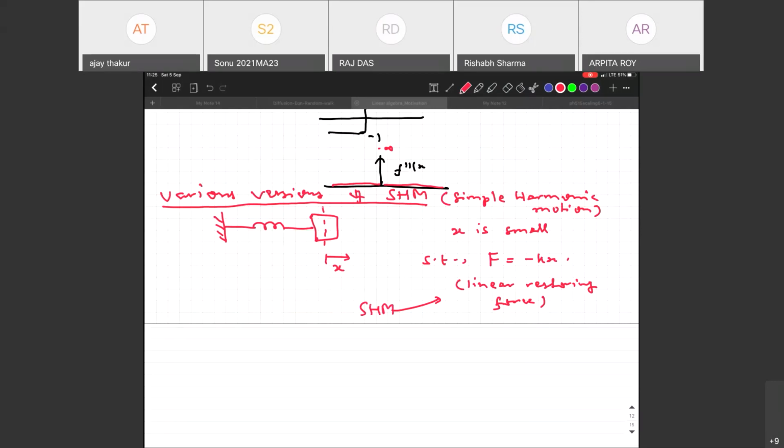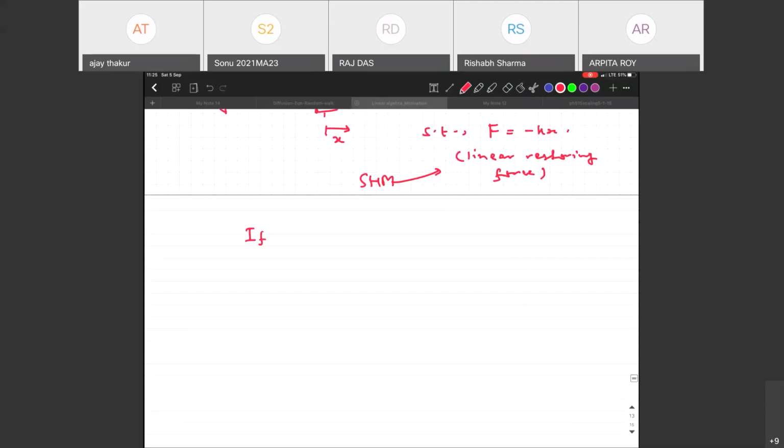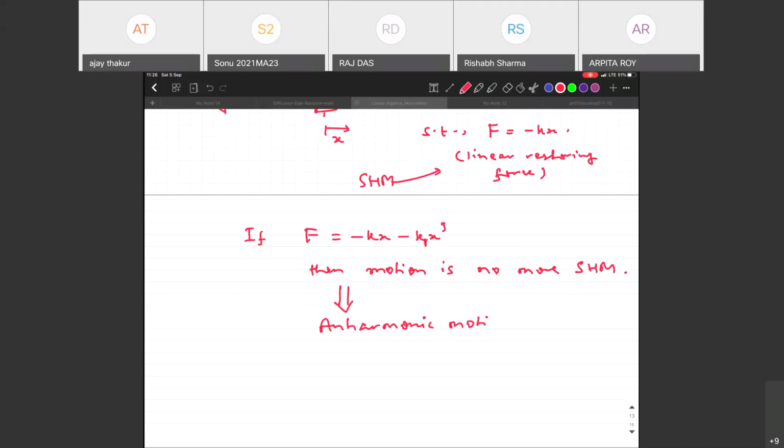Okay, on the contrary, say if F was equal to minus k1 x cubed, then the motion is no more SHM. Okay, and what we would come across would actually become anharmonic motion.